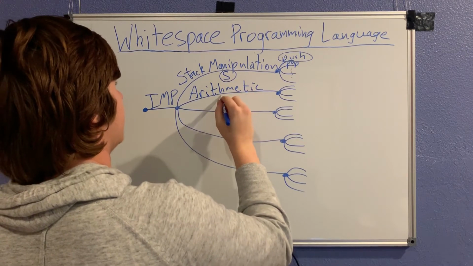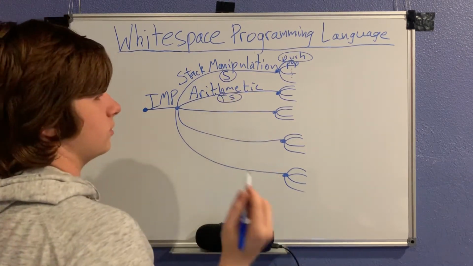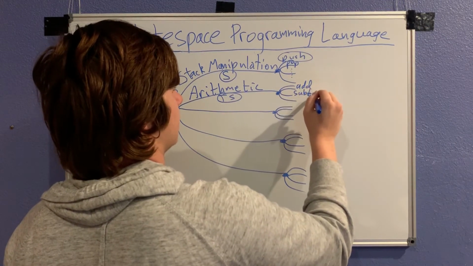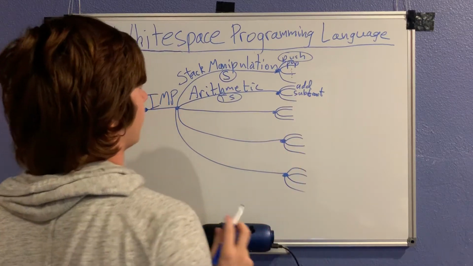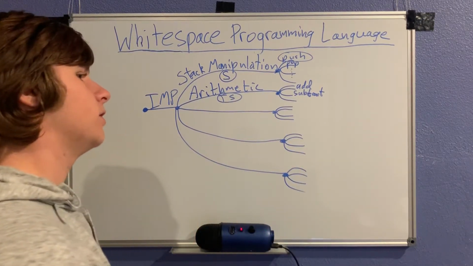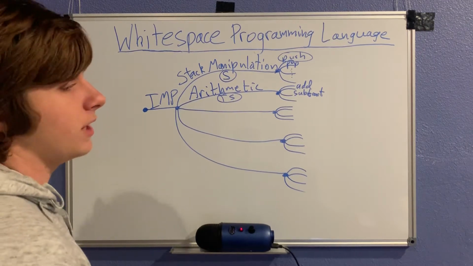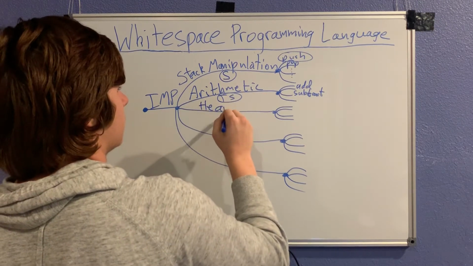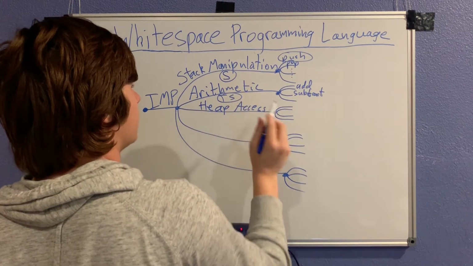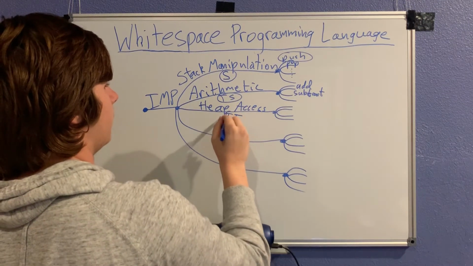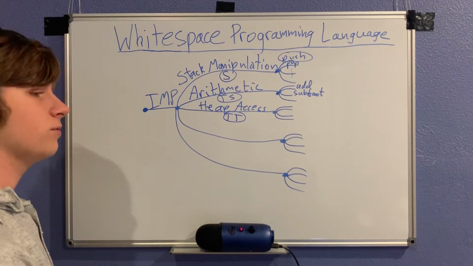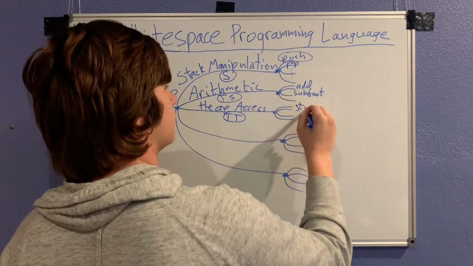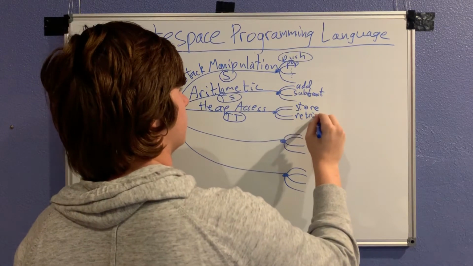which is denoted by a tab space, and this is just stuff like add, subtract, multiply, stuff like that. We're not going to really be using that today because we have no need, but you definitely can. The next one is heap access, and this is just for storing and retrieving data, and it's denoted with a tab. We're not going to be using this at all because we don't have any need to store data, but again, if you wanted to, you could. So store, retrieve, stuff like that.